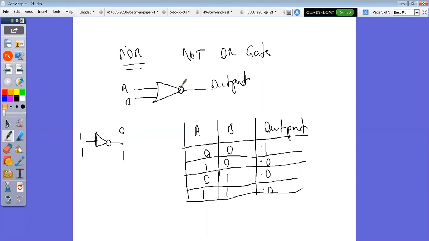So this NOT here is reversing the OR gate. That's why I said NOT OR gate. That's a NOR gate. Do you get it now? No, I get it. I get it. Okay.